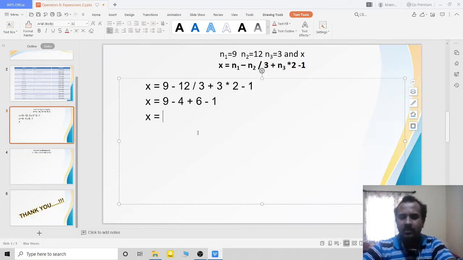Now what you have to do is solve it from the left hand side. That is 9 minus 4. 9 minus 4 is 5. 5 plus 6 minus 1. That means 5 plus 6 is 11, so x is equal to 11 minus 1. That means x is equal to 10. Okay, so my value is 10.